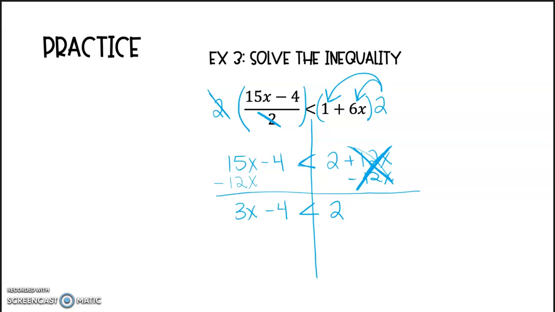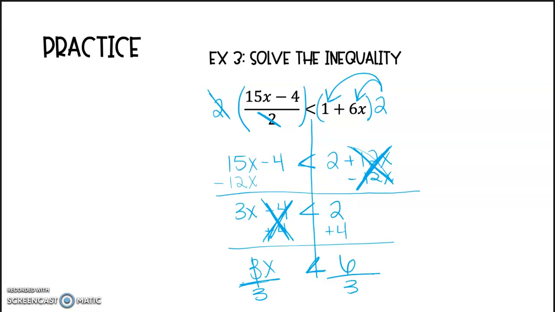Cool. So now I need to get all my constants on the right side. Because we're subtracting 4, I'm going to add 4 to both sides, do the opposite. That leaves me with 3x, that's a 0 pair, less than 6. Okay, final step. 3x is less than 6. X is being multiplied by 3 right now. So to get x all by itself, I need to divide by 3, and I have to do it to both sides. So those 3s simplify to 1, which leaves me with just x.